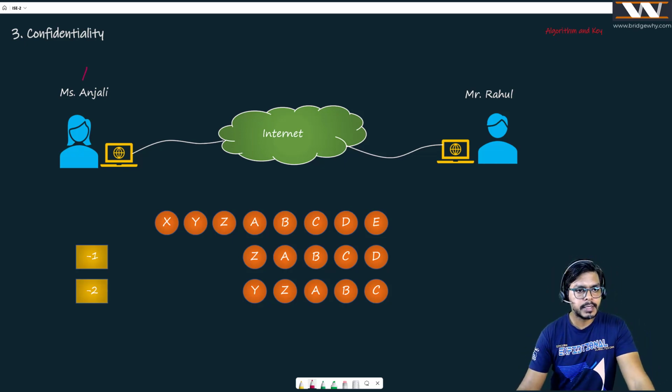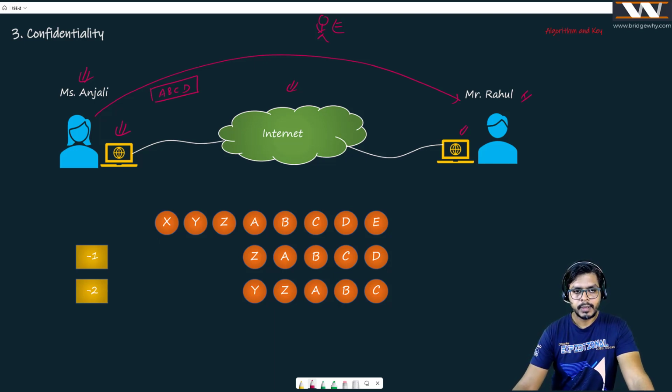So we have Miss Anjali here. Miss Anjali has her laptop right here. We have this internet connection. We have Mr. Rahul with his laptop, and Miss Anjali wants to send a message to Mr. Rahul. She wants that if anybody is in the middle, he or she should not be able to read her messages. And that is why she is sending a message, say A, B, C, D.